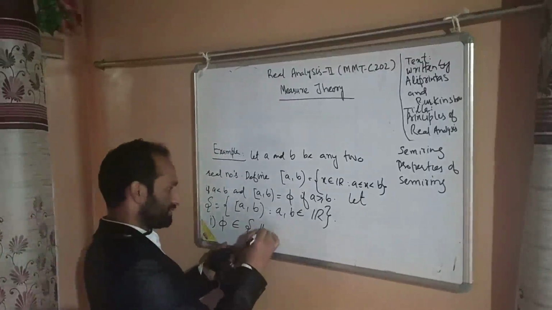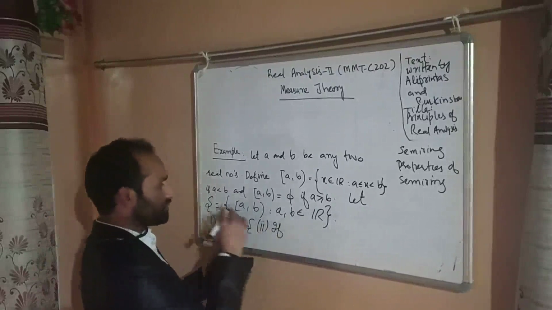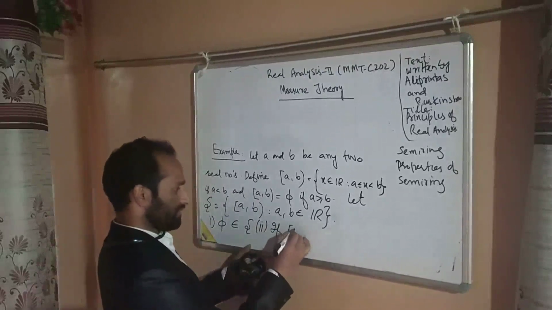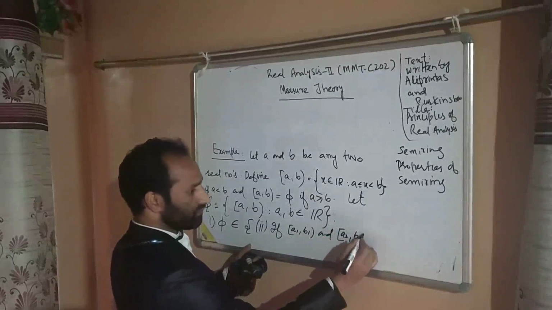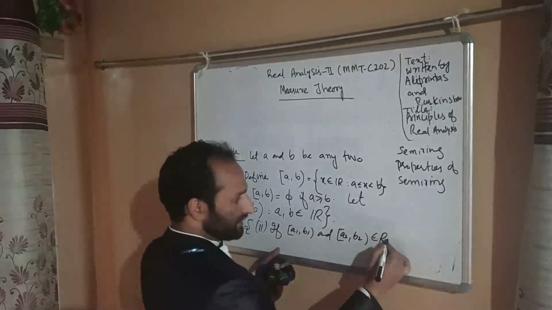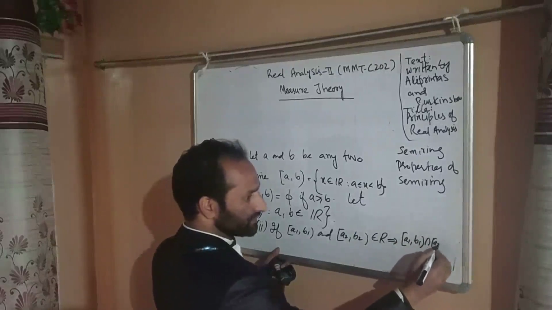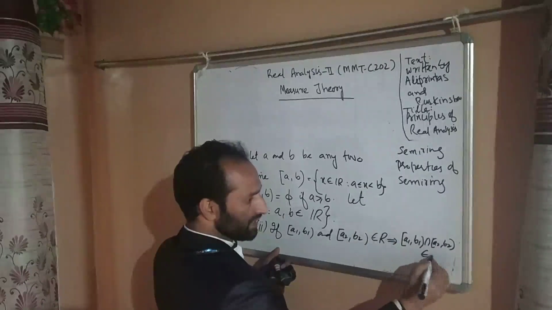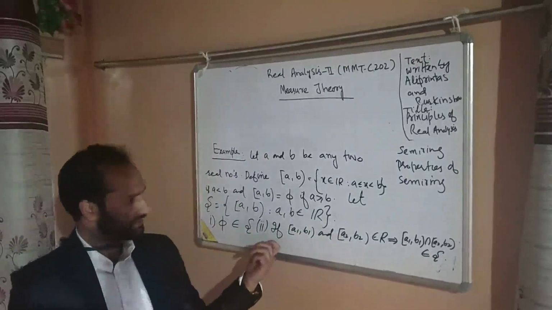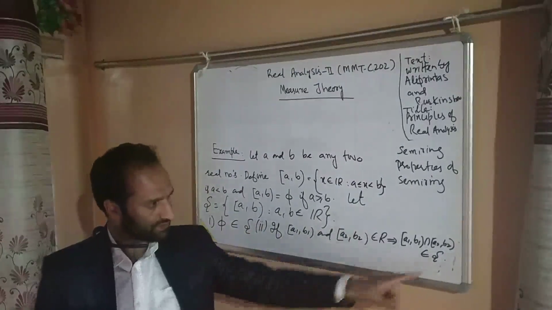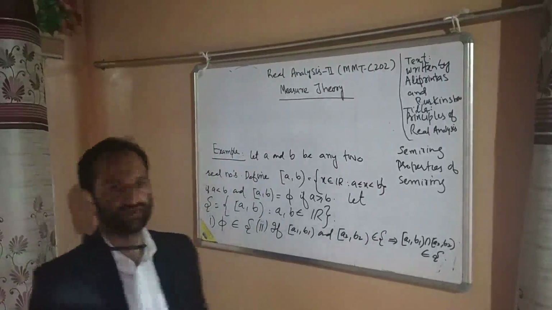And second property is if we choose any two members from this class, say semi-closed intervals A1, B1 and A2, B2 belonging to S, then their intersection should be in S. A1, B1 intersection A2, B2 should be in S. First property, phi should be a member of S. Second property, if we choose any two members from the class S, then their intersection should be a member of S. That means S is closed with respect to finite intersection.